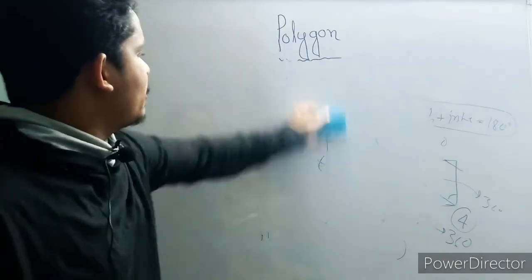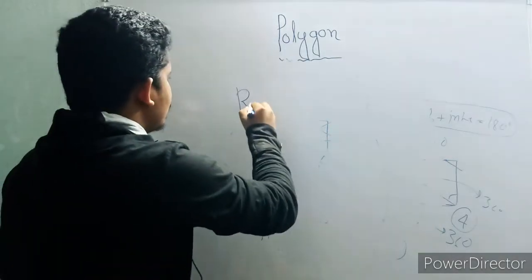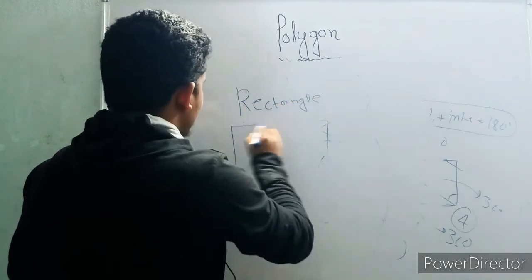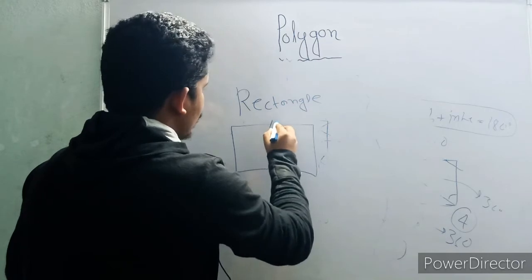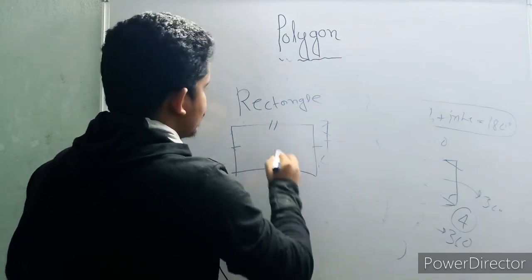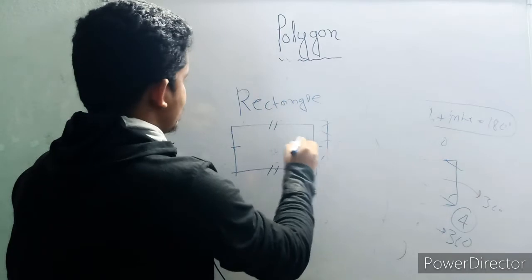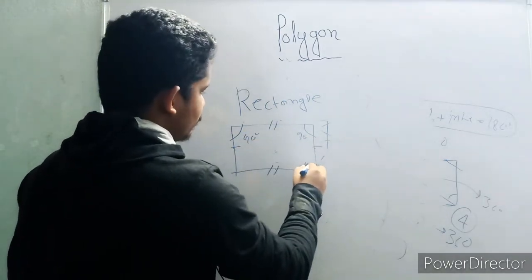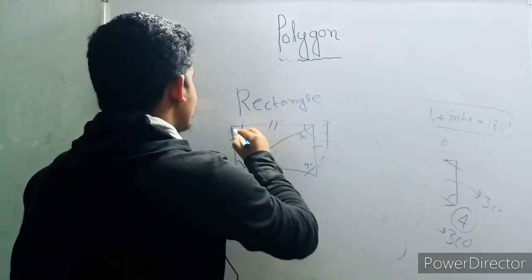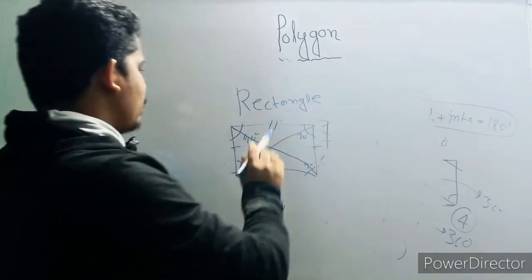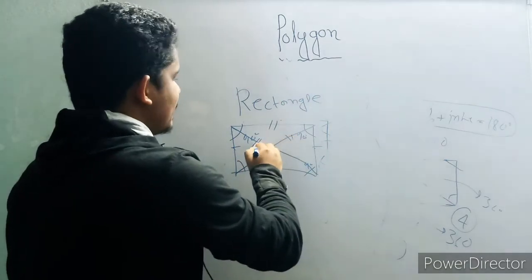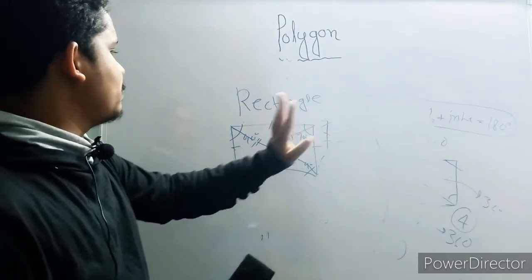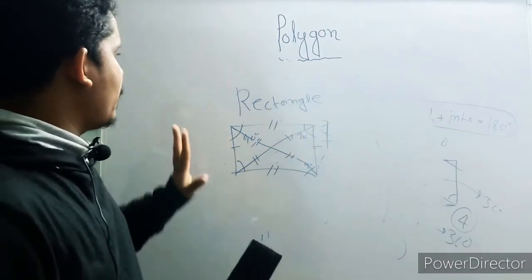What is happening in the case of a rectangle? Two opposite sides should be equal. This side is equal to this side, and this side is equal to this side, and every interior angle is 90 degrees. And here also both diagonals are bisecting each other. Bisecting is nothing but equally cutting. This part should be equal to this part. There is no doubt about it. This is enough for the rectangle.